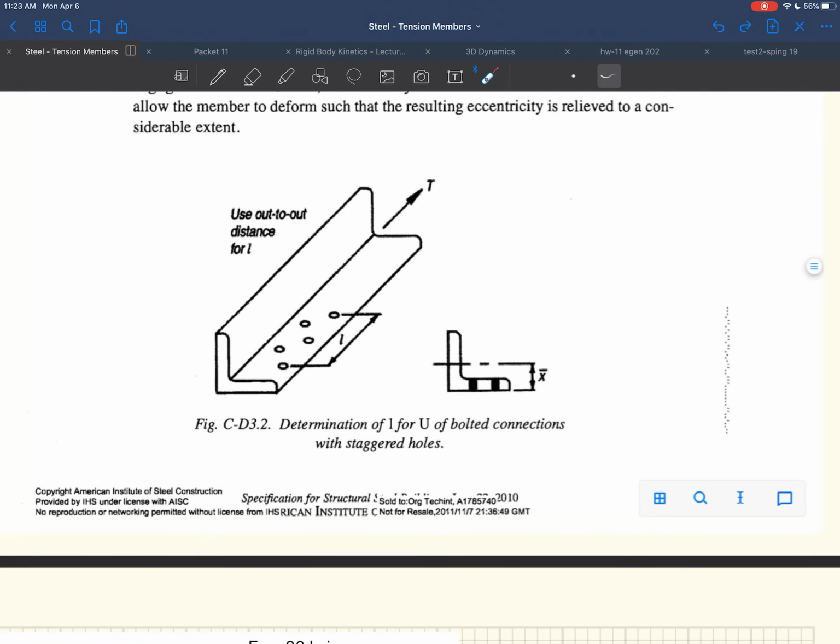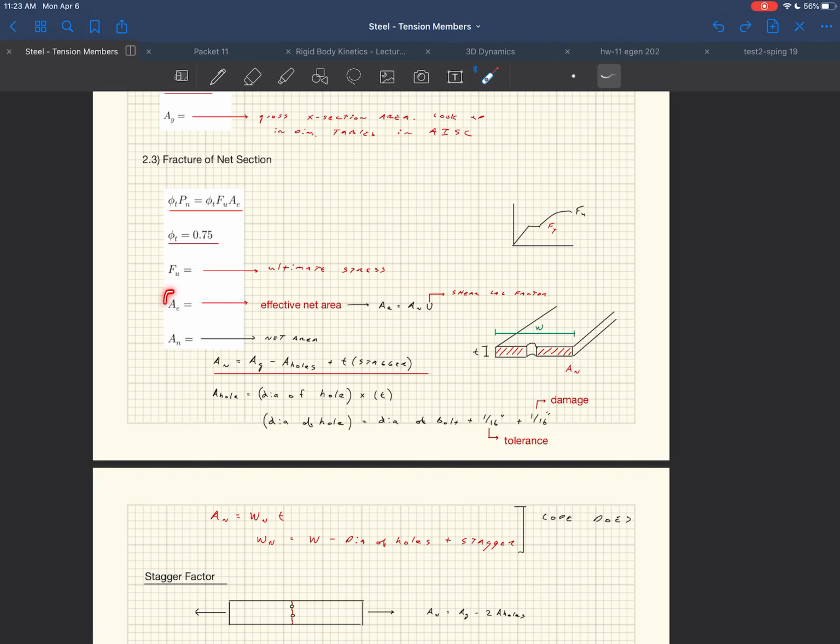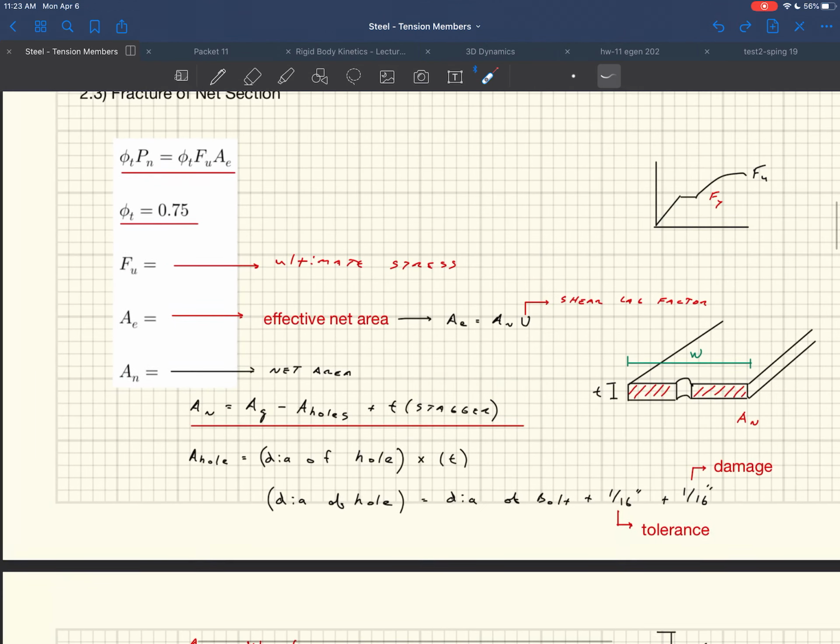And what you need that X bar for is calculating what U is. And what is that U going into? Well, that U takes your net area and turns it into your effective net area. And that effective net area is then what you multiply by Fu and phi to give you Pn. Then you're going to compare this phi Pn to this phi Pn from the gross section. And whichever one is smaller is how it's going to fail, right?